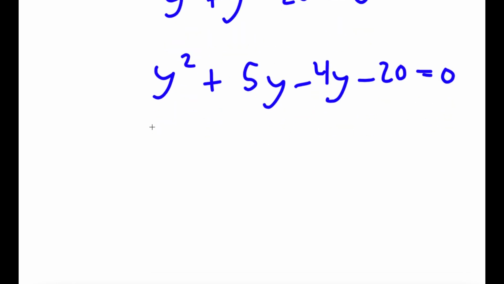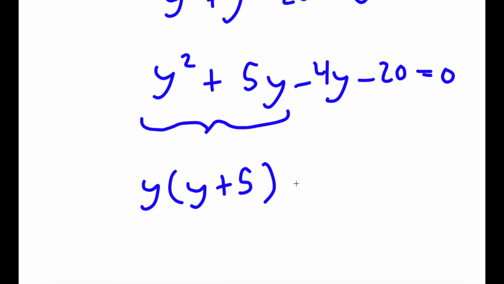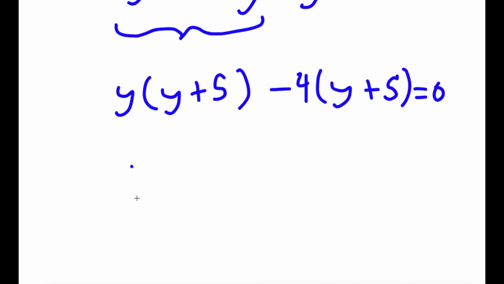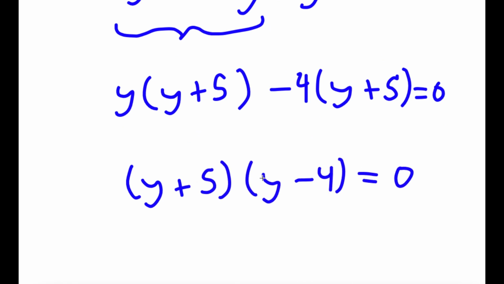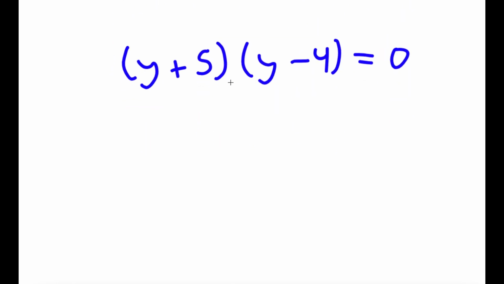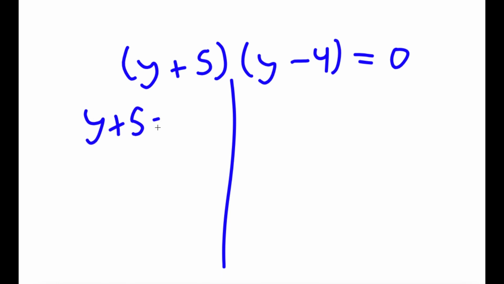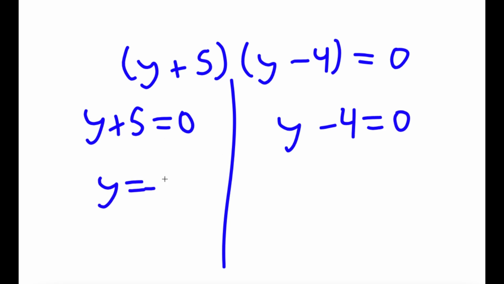So now I'm going to factor by grouping. So first, from y squared plus 5y, I'm going to factor out y. So I get y times y plus 5, minus, from 4y minus 20, I'm going to factor out negative 4. So I get negative 4 times y plus 5 is equal to 0. So now if I factor out y plus 5, I get y plus 5 times y minus 4 is equal to 0. So now this is going to give me two equations. I have y plus 5 is equal to 0, and I have y minus 4 is equal to 0. So for y plus 5 equals 0, y is equal to negative 5, and for y minus 4 equals 0, y equals 4.